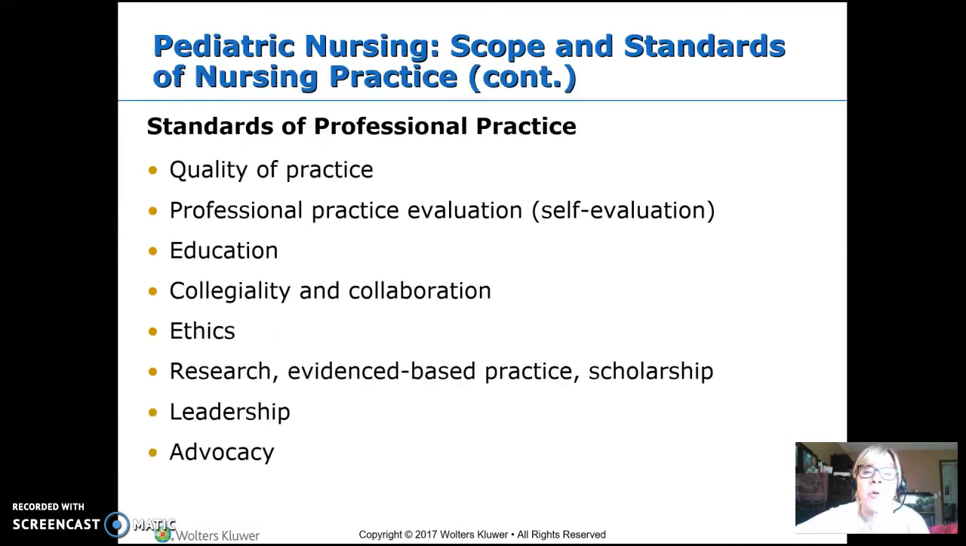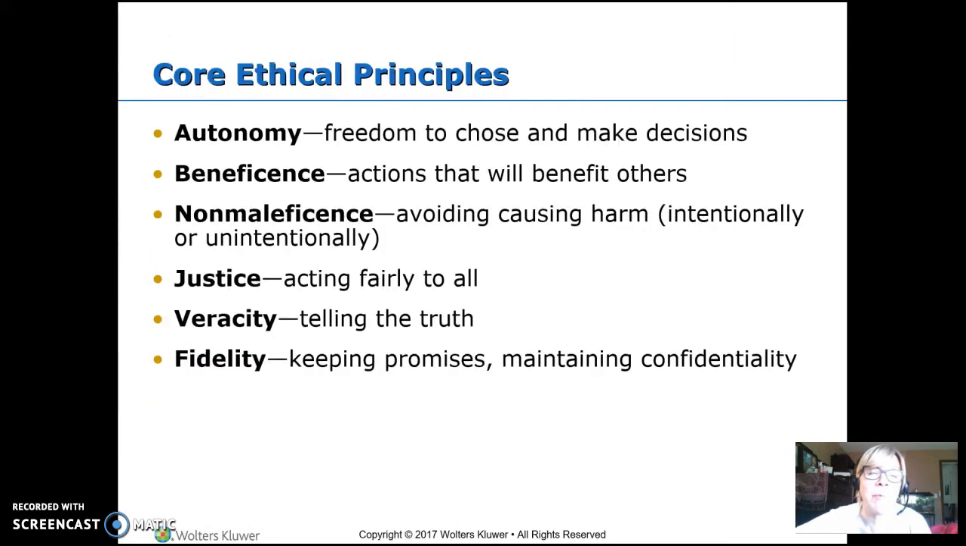Our standards of professional practice are to provide quality care, to be a professional and practice evaluating. Did we do things the right way? To always stay current, maintain that continuing education. To be collegial and collaborative. We're going to work with the other healthcare providers, but we're going to do it collegially. To be ethical in all our treatment of our families. To use research and evidence-based practice as we make those interventions. To be a leader promoting child health and an advocate for our children and our families.